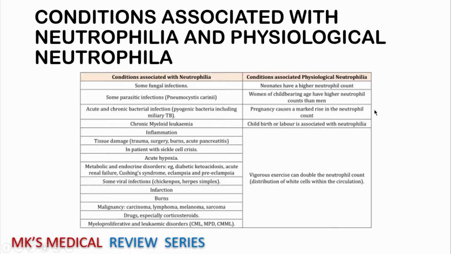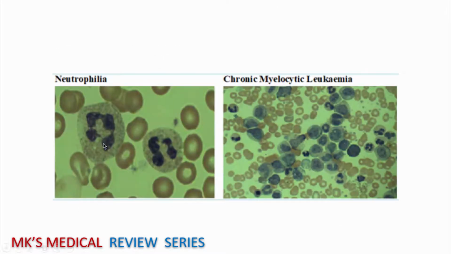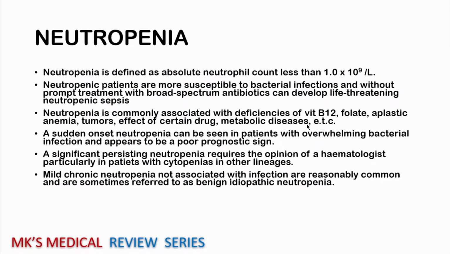Then you may also have some physiological causes of neutrophilia, such as neonates that are generally just born with a higher neutrophil count. Then you may also have women of childbearing age that have a higher neutrophil count than men. You may have pregnancy that causes a rise in the neutrophil count. You also have childbirth or labor that's associated with neutrophilia. Vigorous exercise can actually double the neutrophil count, due to the distribution of white cells within the circulation. So here is neutrophilia, these are neutrophils, and this is a patient that had chronic myelocytic leukemia.